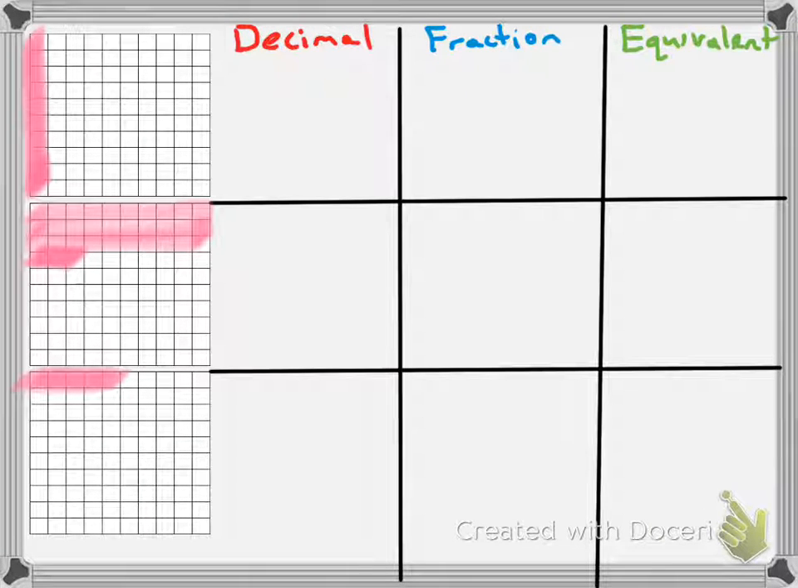This is Mr. A, and I'm going to show you the way to turn these different hundreds chart grids into decimals, fractions, and equivalent fractions. The way that you can start is you can start looking at the hundreds grid. Let's look at the one that is right over here.